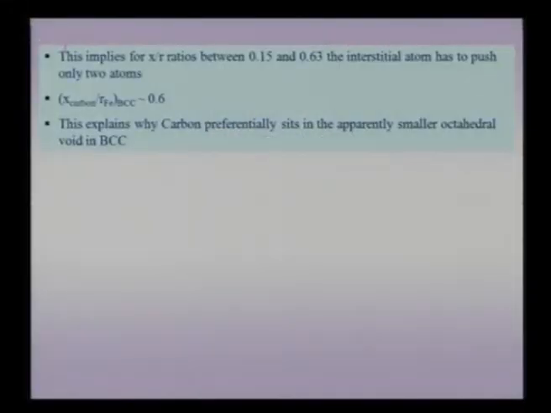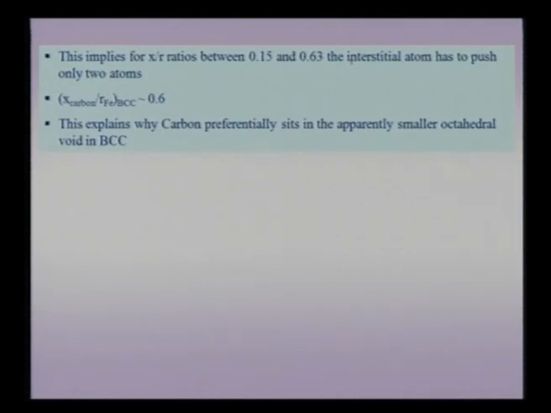So, to summarize, this explains this X by R ratios between 0.15 and 0.63, and again pointing out these are some sort of a simplified calculation. The interstitial atom has to only push two atoms, and therefore, it would go and sit in the octahedral void.